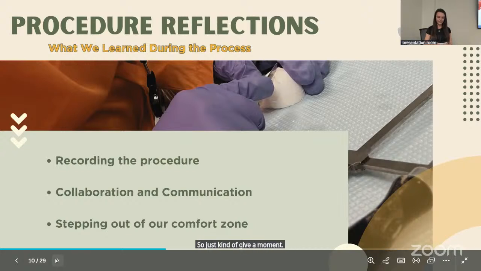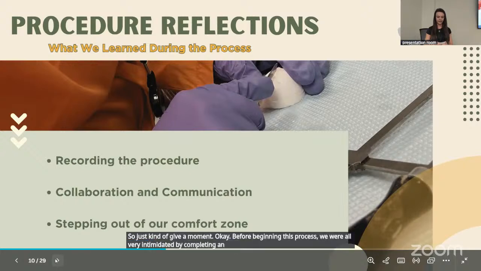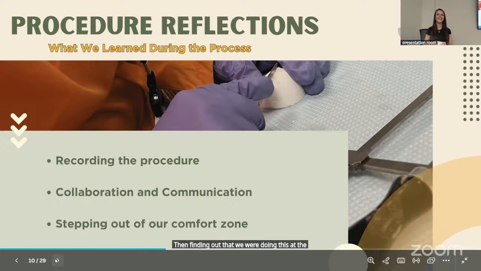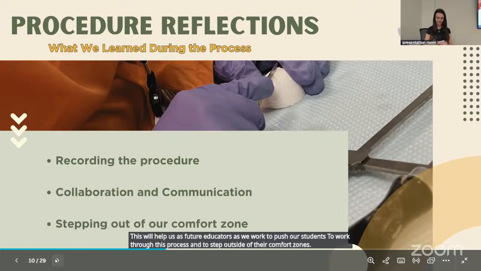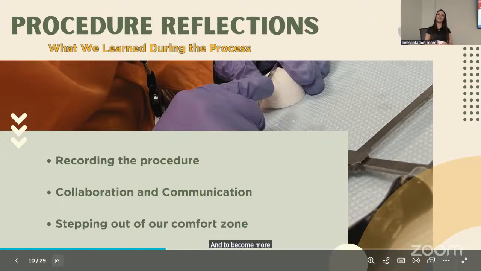Okay. Before beginning this process, we were all very intimidated by completing an inquiry process without having any formal science background. Then finding out that we were doing this at the CLS and in front of you guys added another very intimidating factor. However, as we worked through this process and through the guidance of Tracy and Burke, we were able to become more comfortable and confident in our abilities. This will help us as future educators as we work to push our students to work through this process and to step outside of their comfort zones and to become more comfortable in difficult situations such as this.